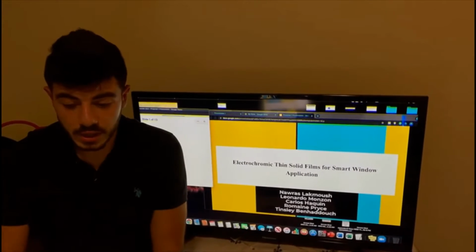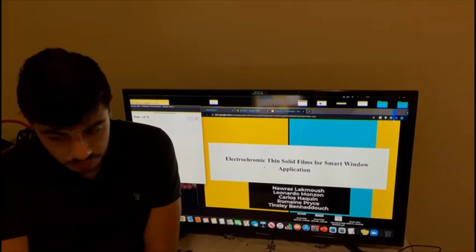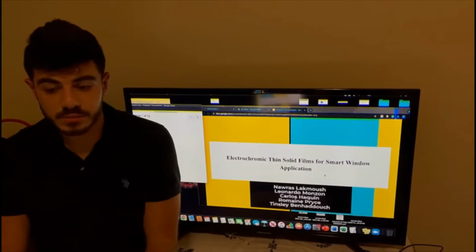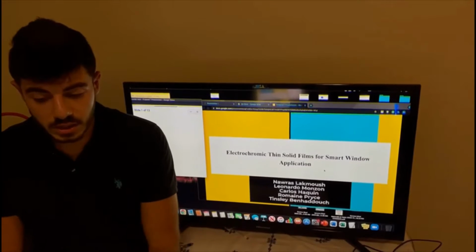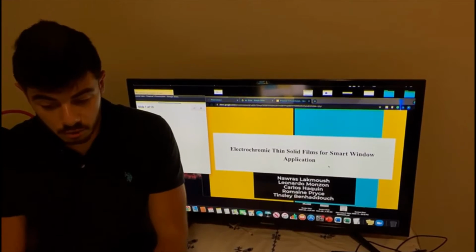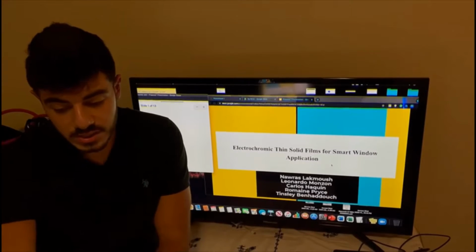Today we're going to be talking about the electrochromic thin solid films for smart window application. This is Team 10 and the members are Naraz Lakmouche, Leonardo Monzon, Carlos Hakin, Romain Price, and Tensley.